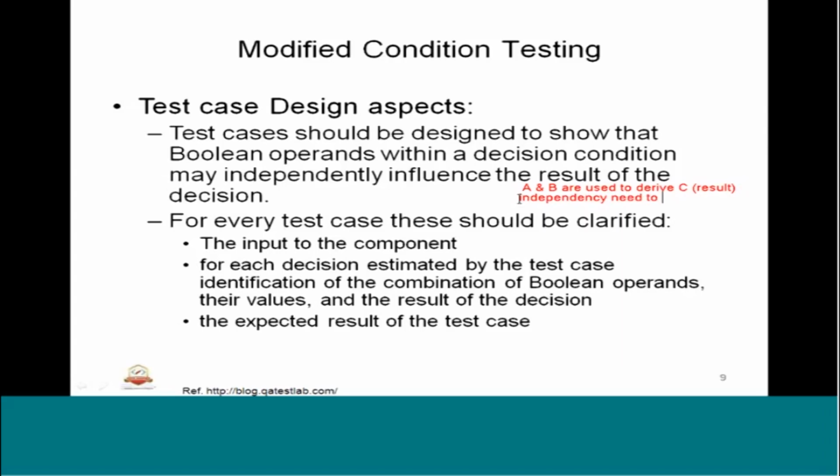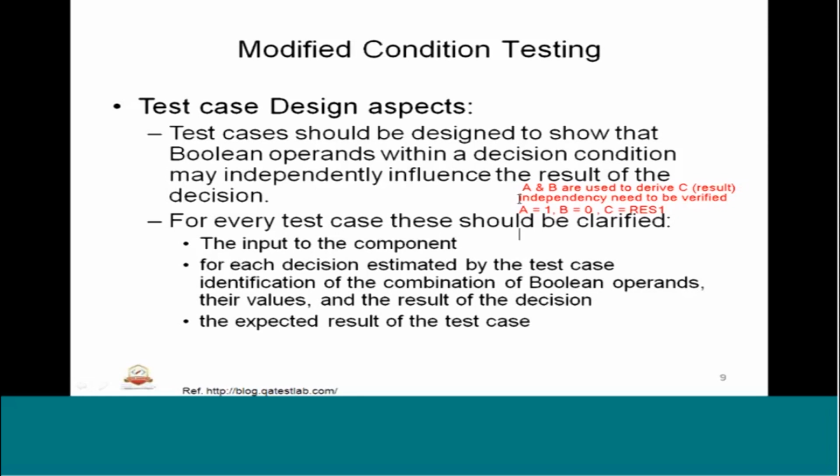Independency needs to be verified. So that is what the modified condition is going to be helpful for. Suppose A has some value, let's say 1, and B is equal to 0. So what will happen? A and B will again become 0, which could result in something for C, some result 1, let's say.